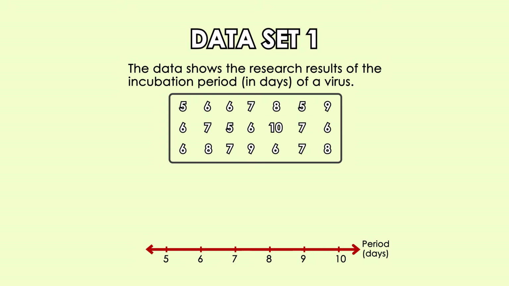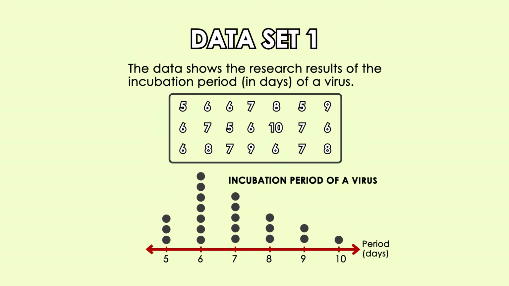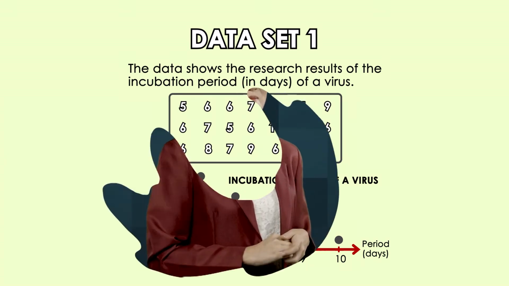We are now ready to start plotting the data values. 3 dots for day 5, 7 dots for day 6, 5 dots for day 7, 3 dots for day 8, 2 dots for day 9, and finally 1 dot for day 10. We have finished plotting the dots. Now, can you suggest a title for the dot plot? Great! The title for this dot plot is Incubation Period of a Virus.